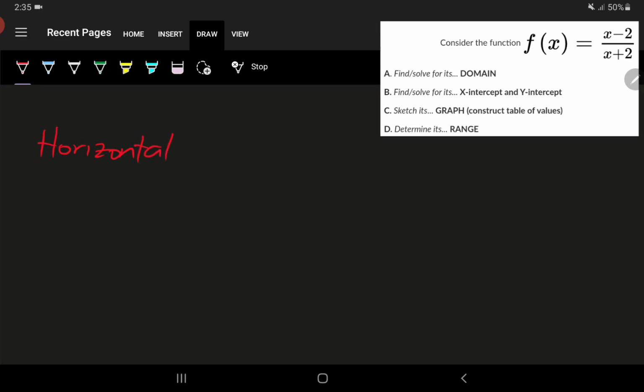Now, for vertical again, we equate the denominator to 0 this time. So, mas madali, okay? Just simply compare the degrees lang. Yun lang yung pinaka-concept natin dito.